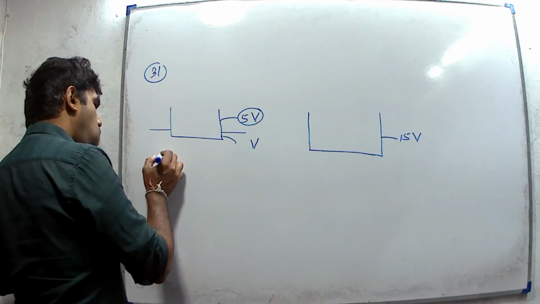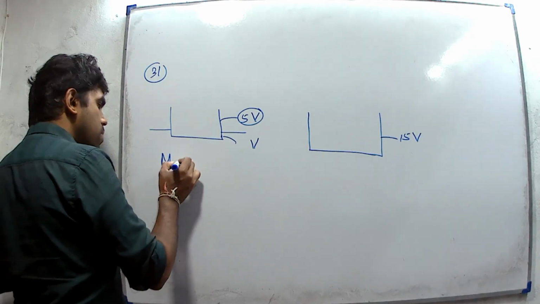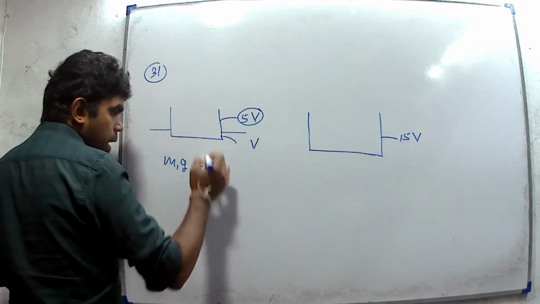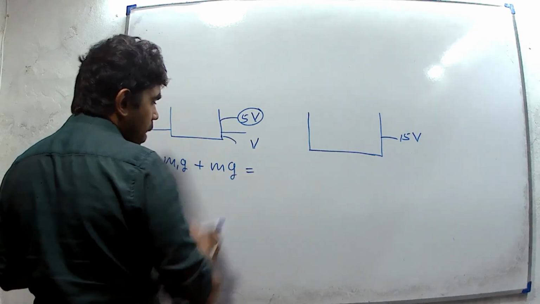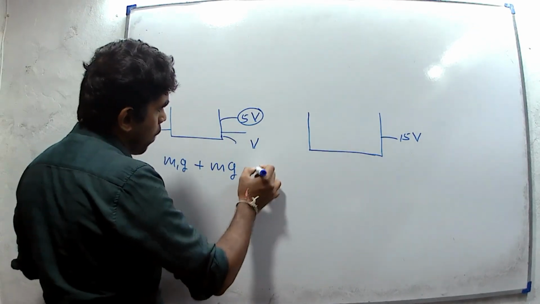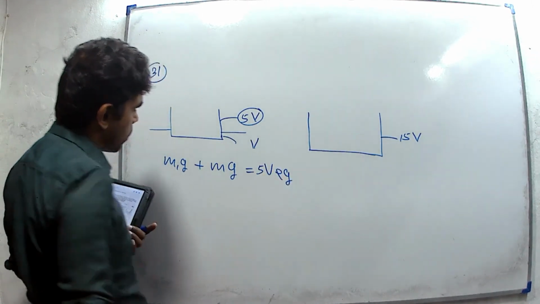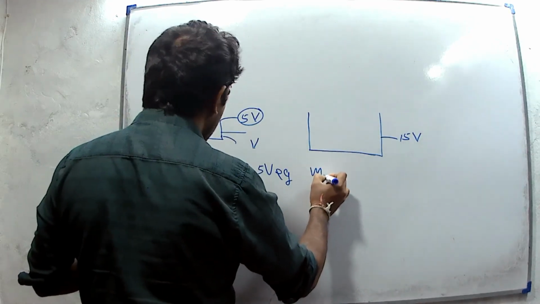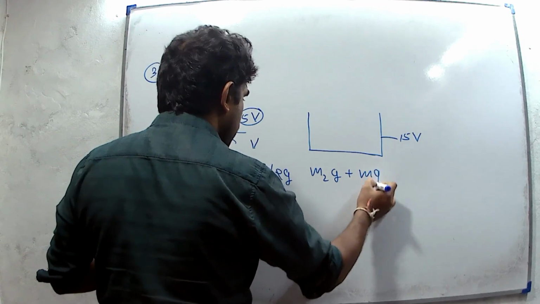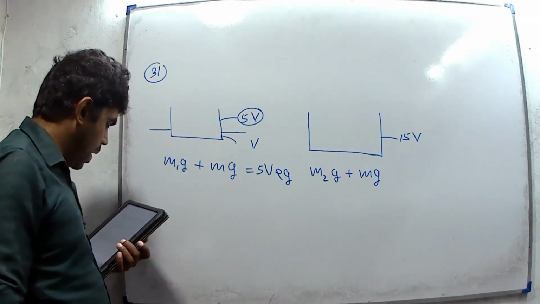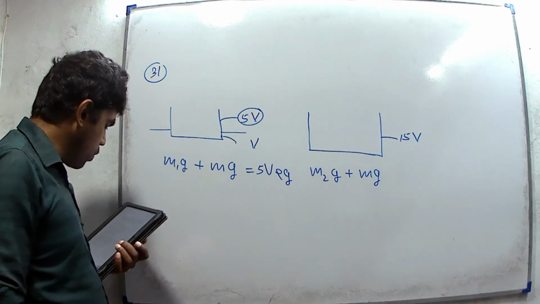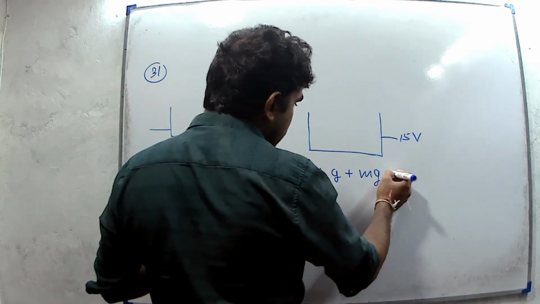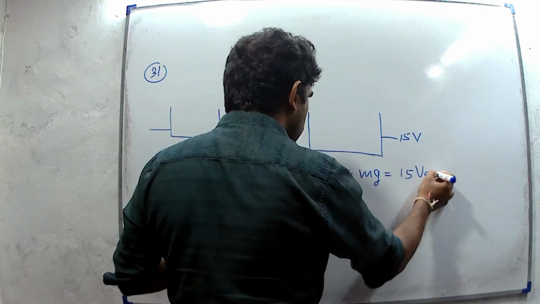We can get, for maximum load, m1g plus the mass of the boat mg should be equal to 5V rho g. For the second boat, maximum load m2 plus the same mass for the boat mg, the same mass of the same material, should be equal to 15V rho g.